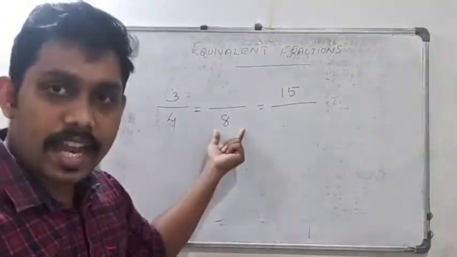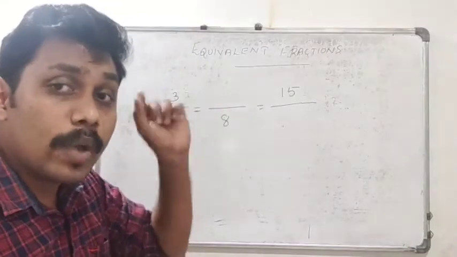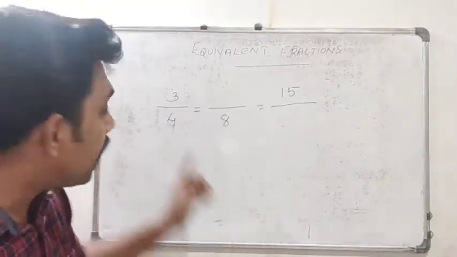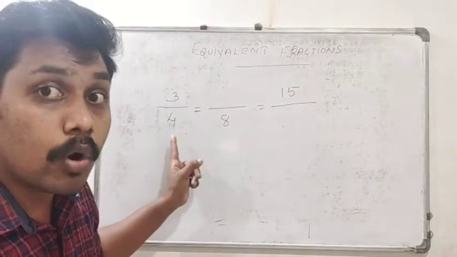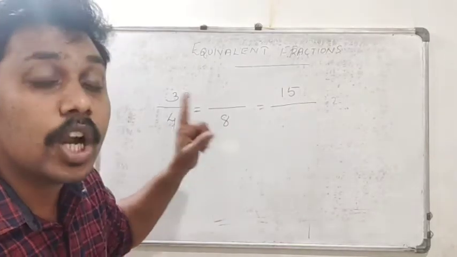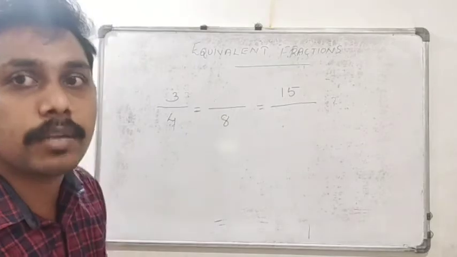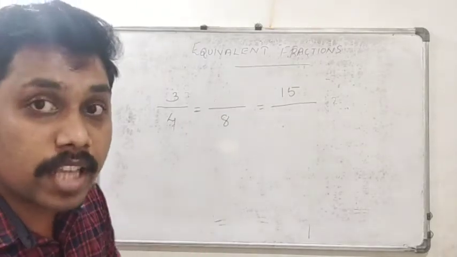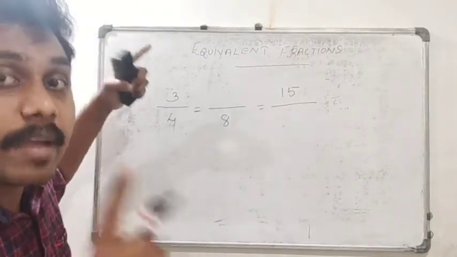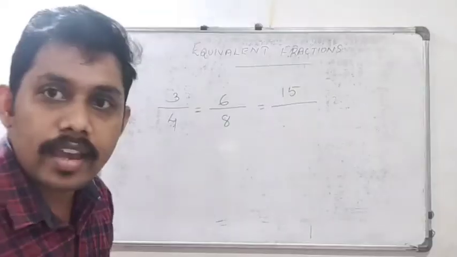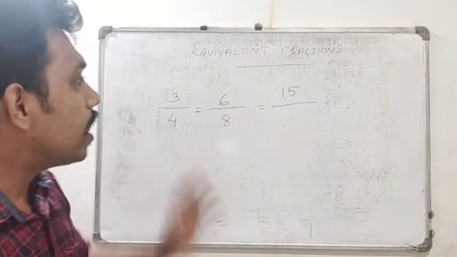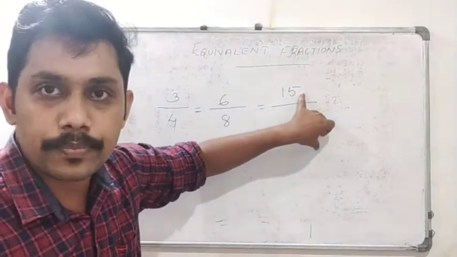The denominator is 8. So just think, which number is multiplied by 4 to get 8? 4 twos are 8, isn't it? So 2 is multiplied. We need to multiply the numerator by the same number, that is 2. 3 twos are 6. Okay, I get the answer. Now moving to the next.